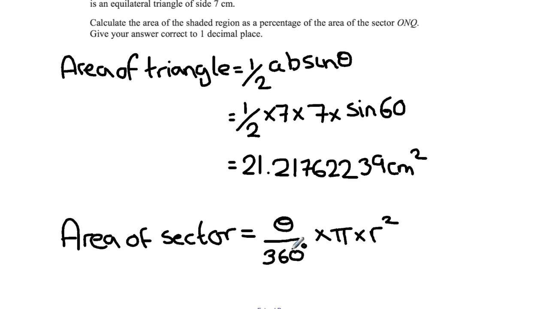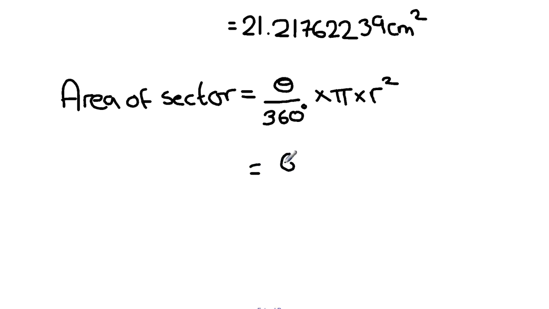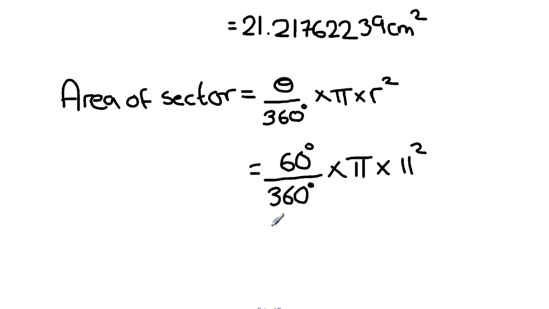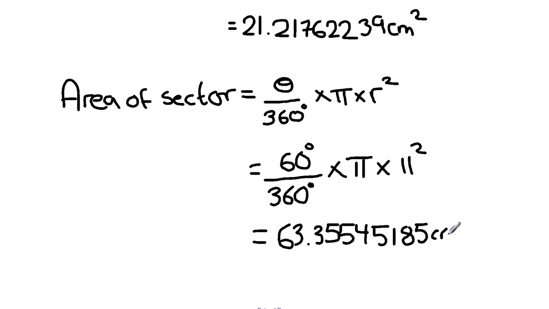Now, we know what the angle is, which is 60 degrees, and we know what the radius is, which is 11 centimetres. So again, all I'm going to do is substitute those values into the equation. Equals 60 degrees over 360 degrees times it by pi times it by 11 squared, which equals 63.35545185 centimeters squared.